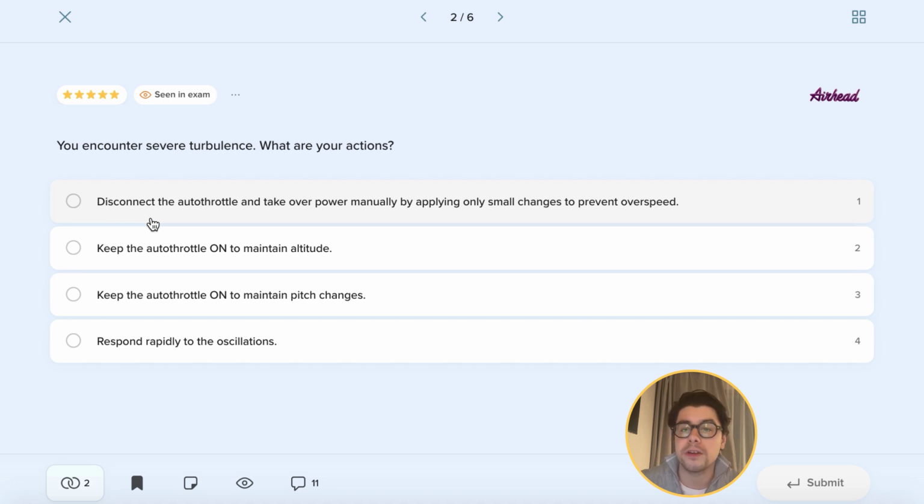And also EASA wants us to associate turbulence and strong wind conditions with high thrust oscillations or throttle oscillations, which in turn force us to turn it off and take the power manually to apply small changes to prevent overspeed or in some conditions stall. However, once you set the manual thrust, these oscillations will essentially stop.